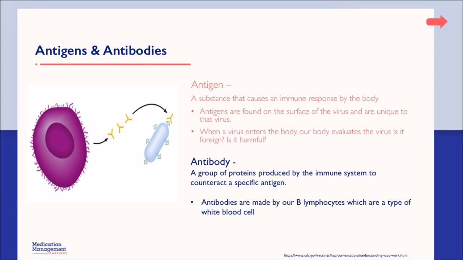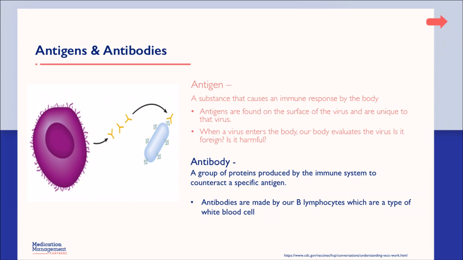You've probably heard the words antigens and antibodies more than you'd ever thought you'd hear in the year 2020. So let's take a moment to define them. An antigen is a substance that causes an immune response by the body. Antigens are found on the surface of the virus and are unique to that virus. When a virus enters the body, our body evaluates it. Is it harmful? Is it foreign? And then antibodies are a group of proteins produced by the immune system to counteract a specific antigen.